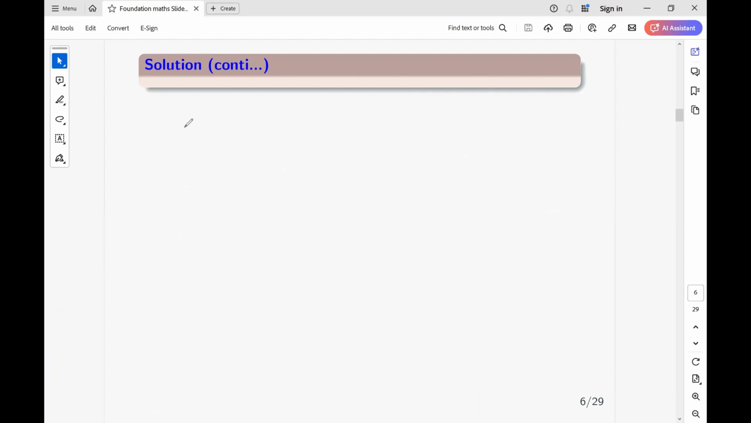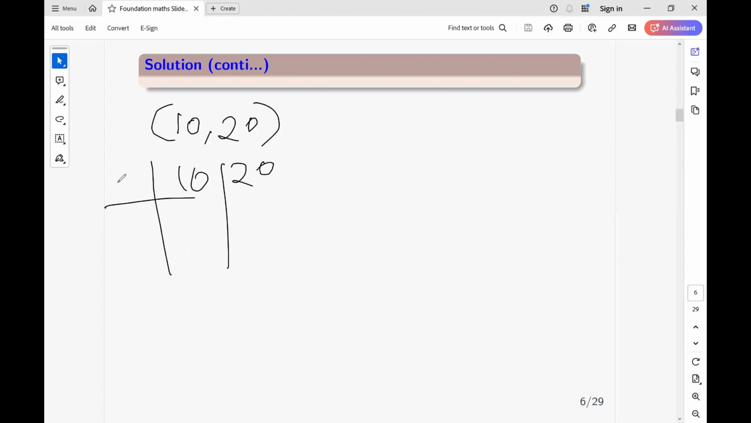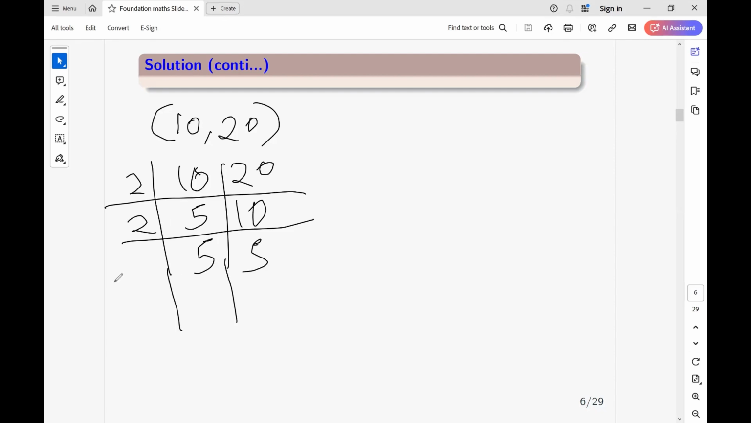Okay, the next set of numbers is 10 and 20. Computing the LCM, we have 10, then 20, and 2 goes into 10 five times and into 20 ten times. Then the next one is 2, 5, and then 5 goes here once and once. So 5 times 2 times 2 gives us 20. So the LCM is 20.